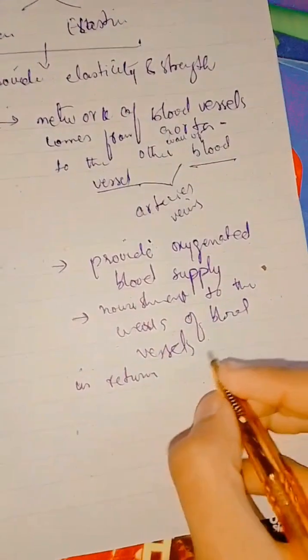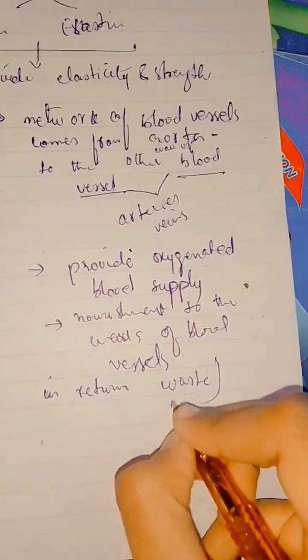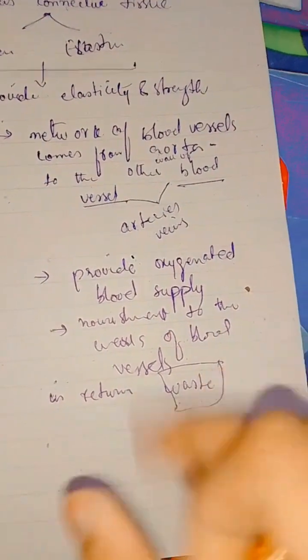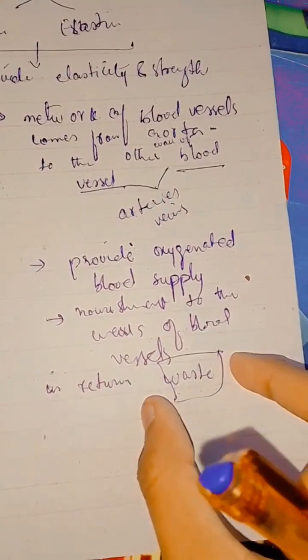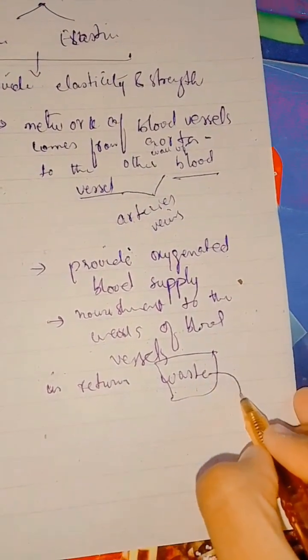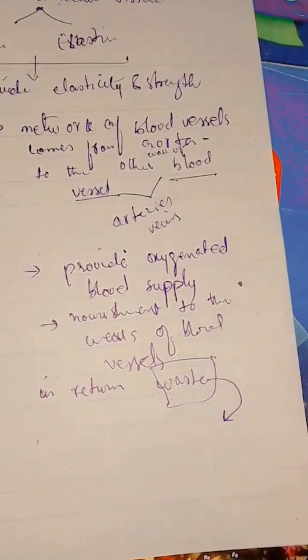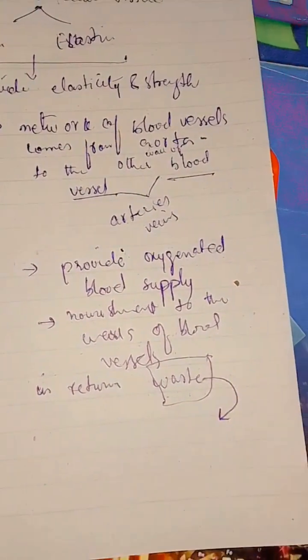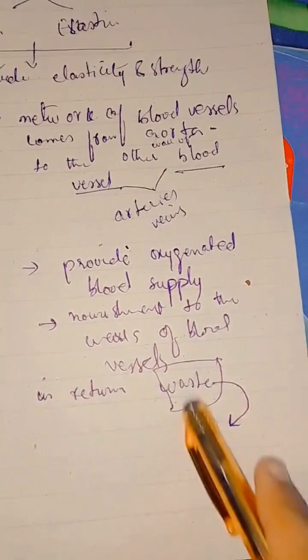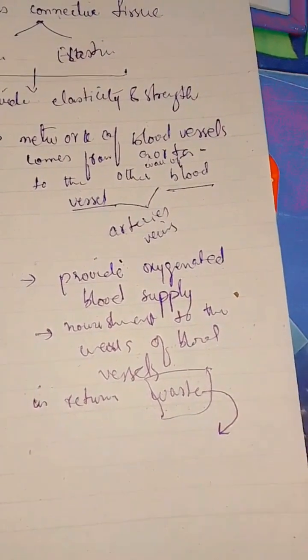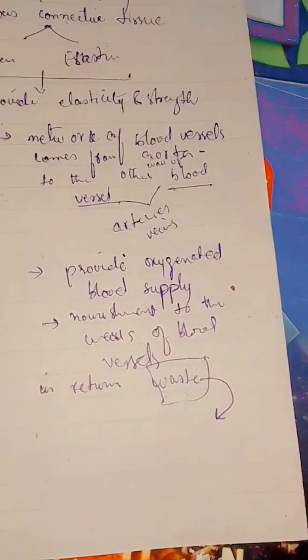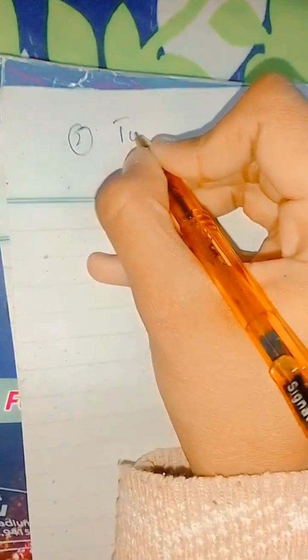And in return they collect the waste that is accumulated in the walls of the blood vessel. The vasa vasorum basically collect all the waste from the blood vessels, from the arteries and veins, and take it out. Now, if we talk about the second layer, that is tunica media.